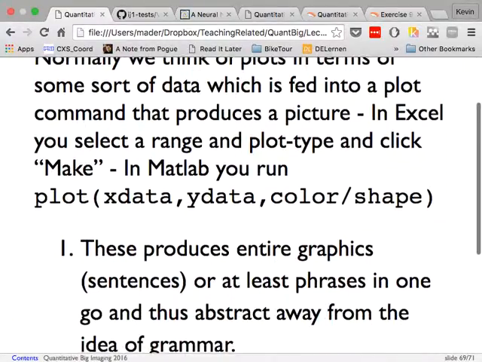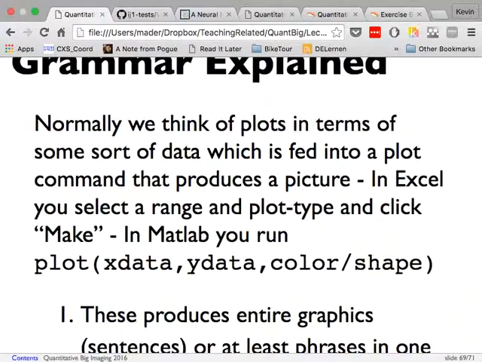Basically, if you think about how you make a plot in MATLAB or Excel, you have this one function that generates your whole sentence at once. If you make a plot in MATLAB, you do plot, X data, Y data, color. It's the same way in Python when you use matplotlib: you give it this input and it generates everything, and then you go back and fix or tweak the things that you want to change.